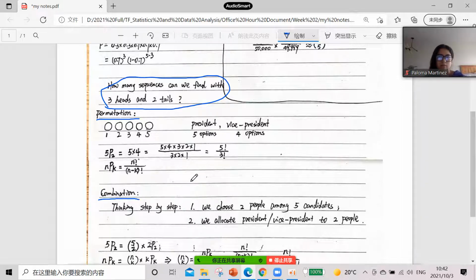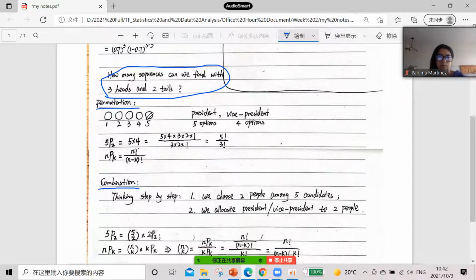So suppose I have five candidates here, and I will choose one president and one vice president from these five candidates. How many options do I have? So for president, I have five options. I can choose either one, two, three, four, or five. And then the president position is settled.